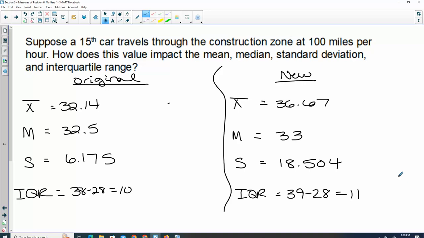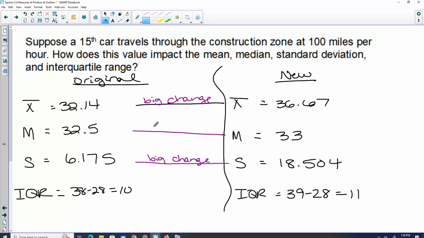All right, so if we compare the mean and the standard deviation, those both changed by quite a bit, didn't they? So my mean, this was a big change. Standard deviation, that was huge. What about the median? Did that change much? And what about IQR?